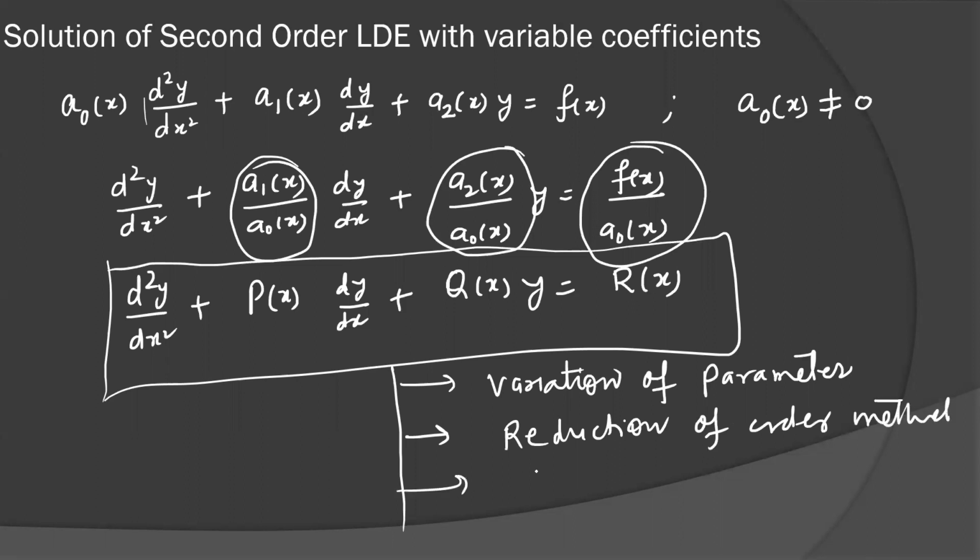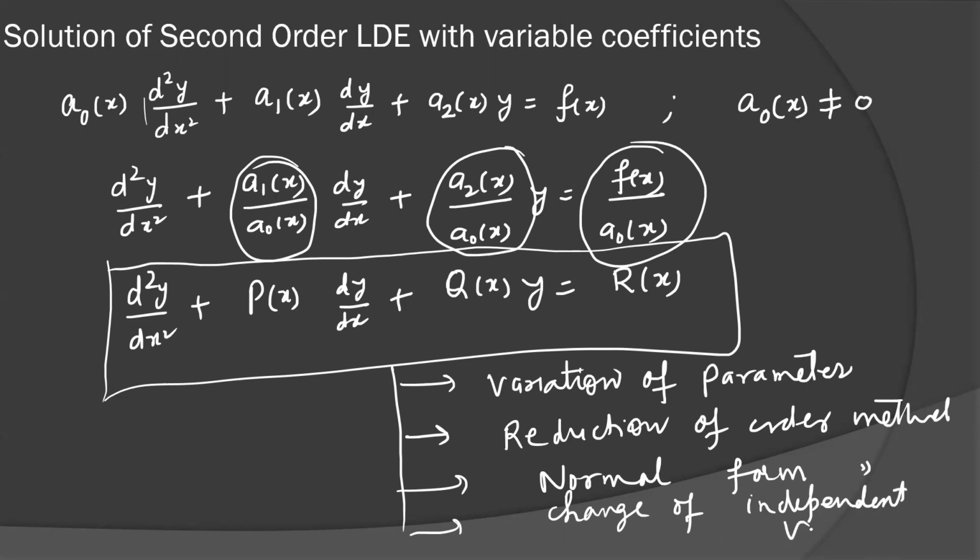Third method is normal form method. And fourth is change of independent variable method. So we have four methods in our syllabus. Today we will try to cover the first method, variation of parameters. Let's see the first method, variation of parameters.